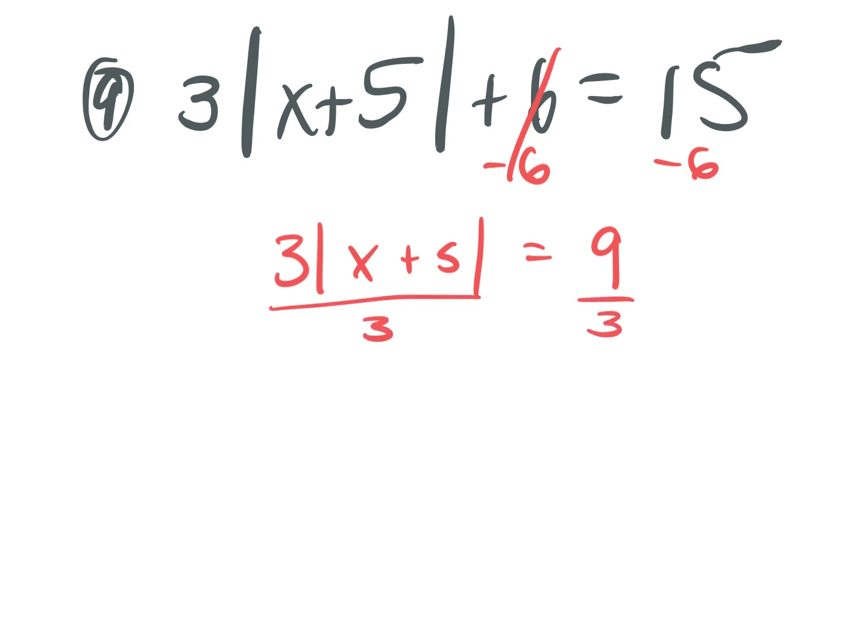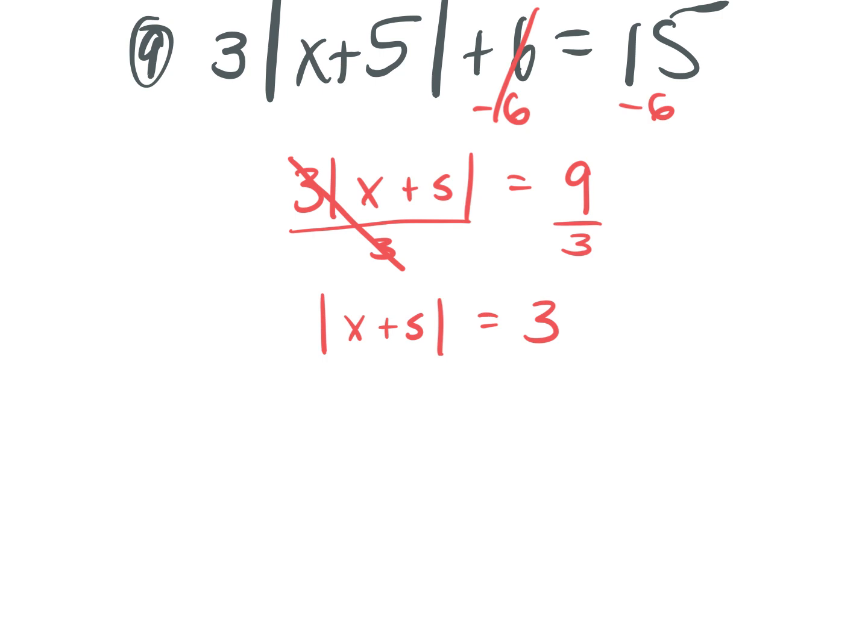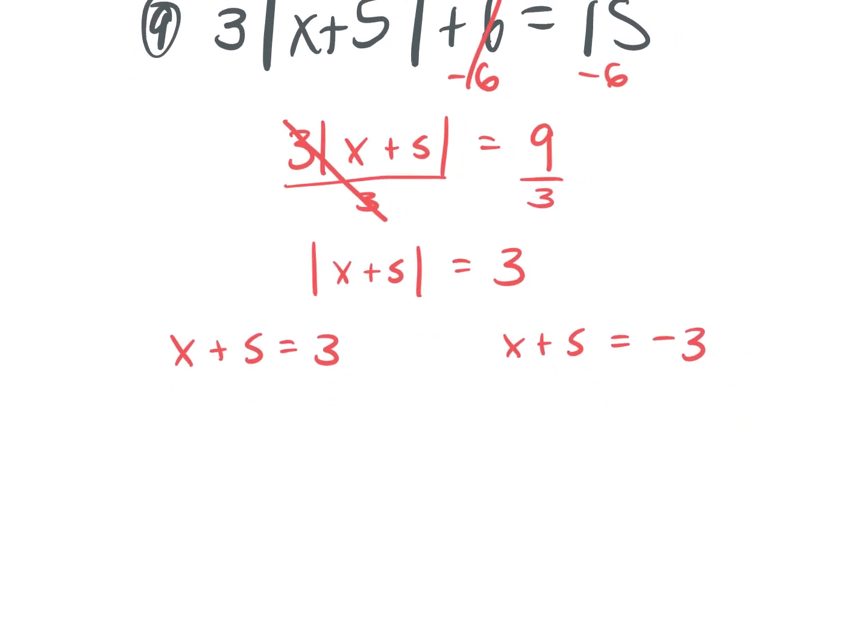Divide both sides by 3. So dividing by 3 on the left just cancels out with the 3. So I have the absolute value of x plus 5 is equal to 3. What do I do next? Separate the equation. So I have x plus 5 is equal to 3. And what else? And negative 3. So what would I do to solve for x? Subtract 5. So x is equal to negative 2.